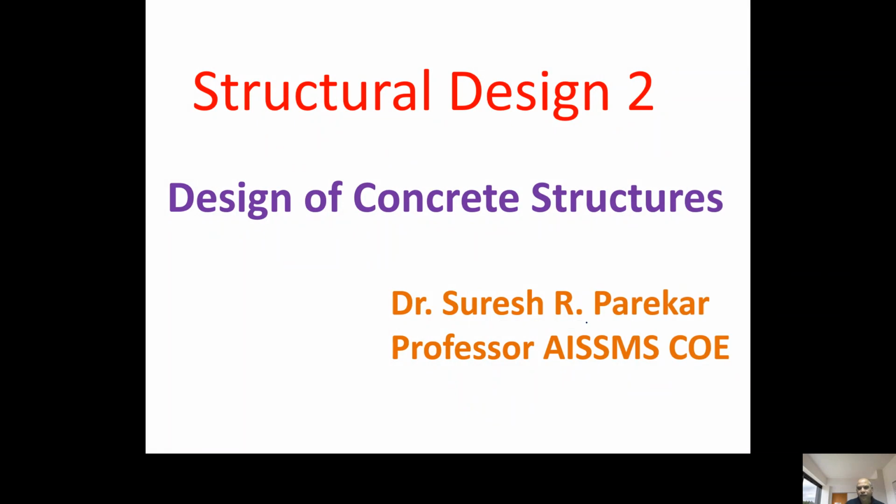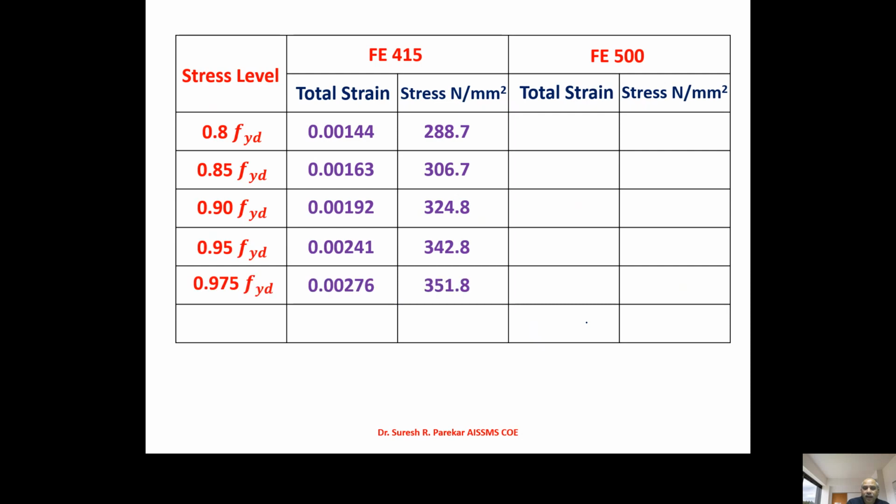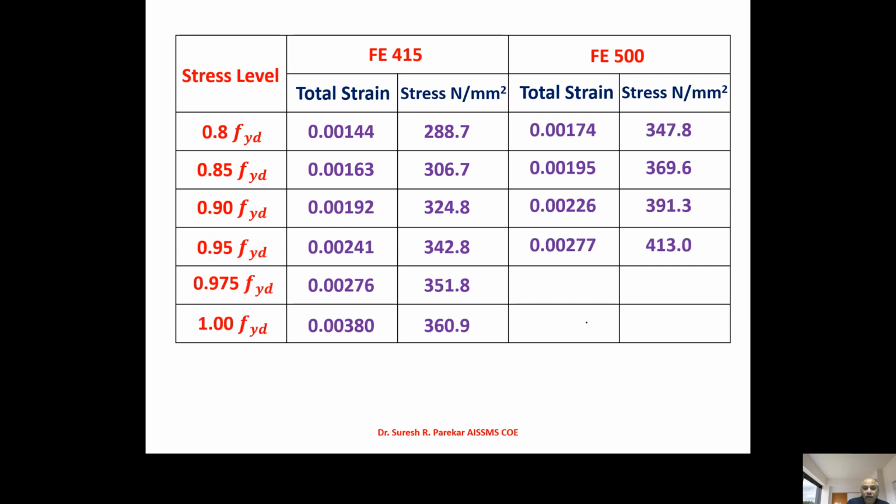Good evening. Today we are going to see the analysis of doubly reinforced section, and that is for HYSD bars. Now this is the most important table we have already seen, and that we have plotted from IS code page 70, figure 23A. By using that table, we have calculated total strain, which is elastic plus inelastic.